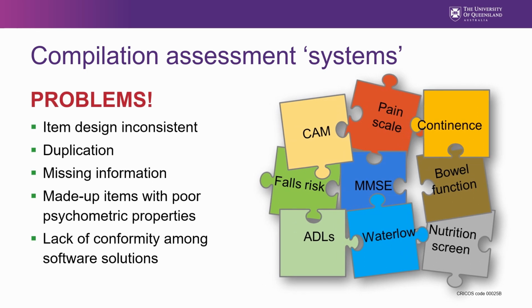But the compilation approach does come with problems. Individual observations or items are inconsistently designed amongst the various scales and tools that are compiled together. There may be duplication of observations. For example, a phenomenon such as mobility may be required for several of these scales, but in each scale it is configured or scored in a different way. Third, some information that's required for assessment may be missing because it's not included in a scale or in a screener. So organisations then fill in the gaps by making up items that often have poor psychometric properties. And finally, organisations tend to select their own batch of applications, and this leads to lack of conformity amongst the various software solutions that are out there in the market.